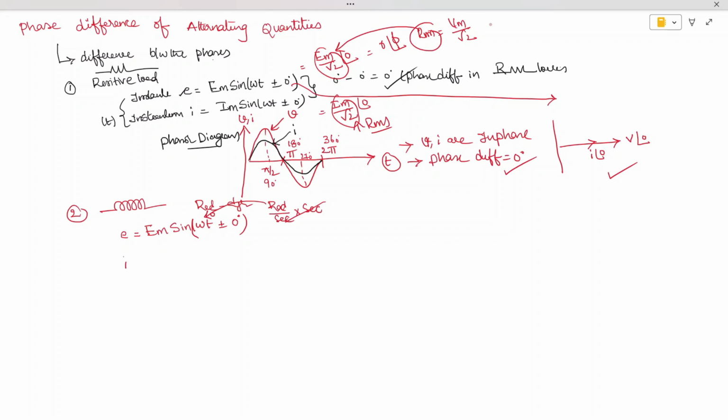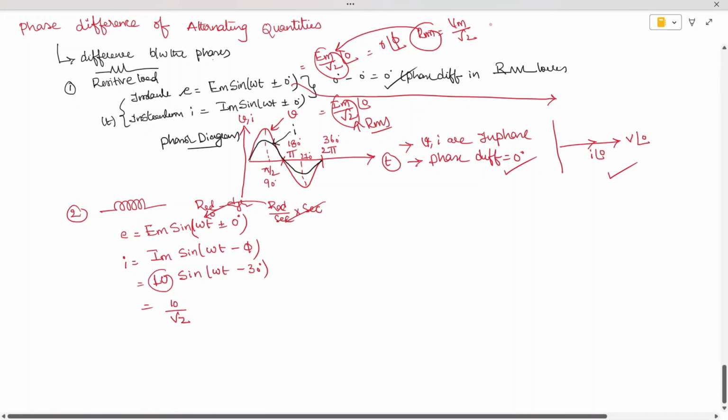I can write down the instantaneous value of current as I maximum into sine omega t. Here let us consider this as minus 5. So I am going to write this in a simple format: 10 sine omega t minus 30 degrees. In angular form, this is the maximum, but I want to write it in RMS: 10 divided by root 2 into 5, and this 5 I can write as minus 30 degrees.